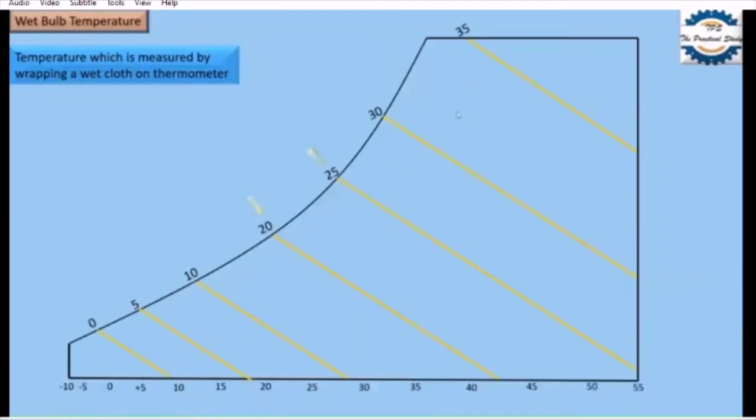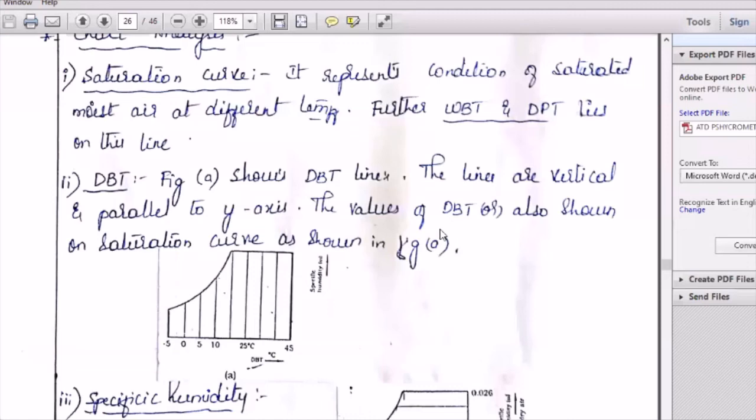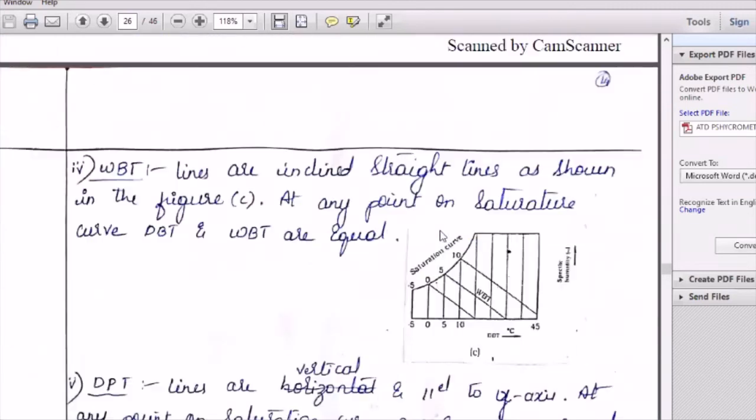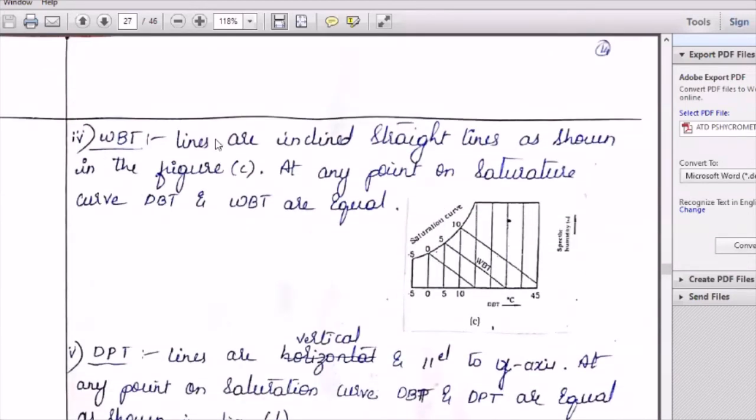Is this visible to you in the psychrometry chart? Is this wet bulb temperature visible for you? Yes, sir. So these are the wet bulb temperature curves. You can see in the notes I have given for wet bulb temperature. Observe here. The wet bulb temperature lines are inclined straight lines, as shown in the figure.